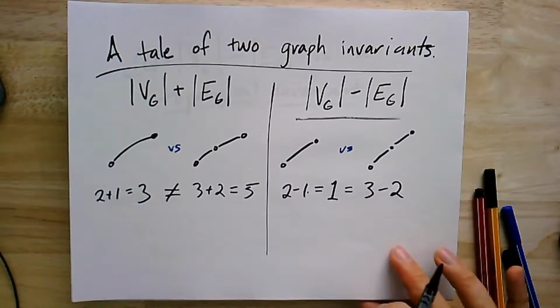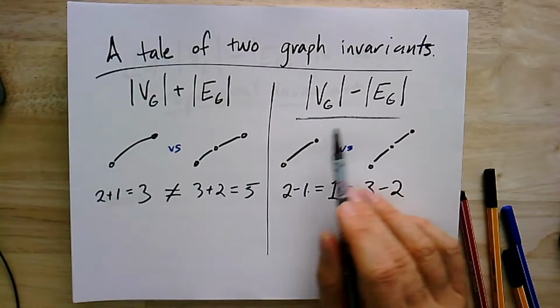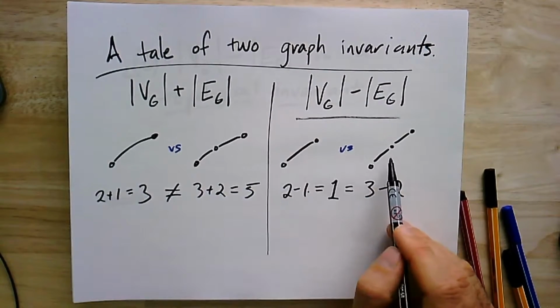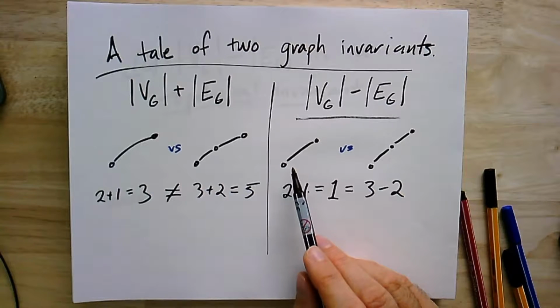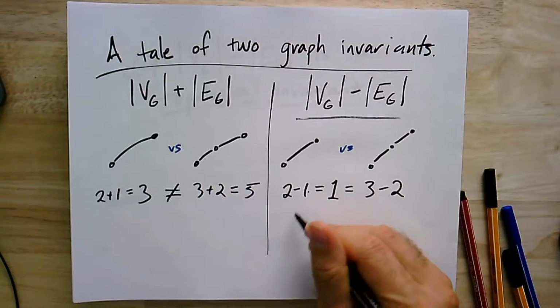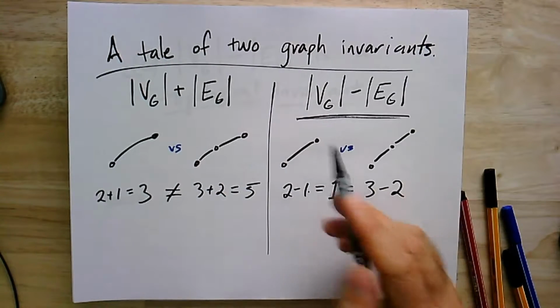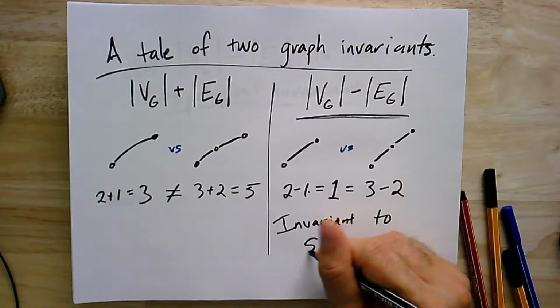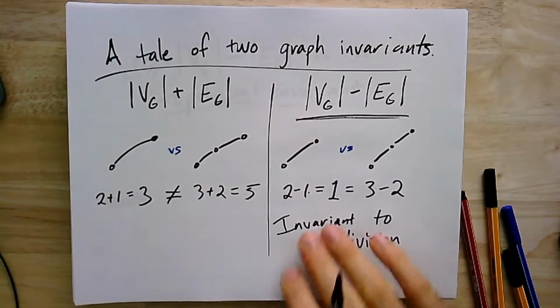On the other hand, this invariant came from thinking about what happens when we subdivide an edge. And we saw that, in fact, these two graphs were topologically equivalent. That is, they were homeomorphic graphs. Their geometric realizations were homeomorphic topological spaces. And so, in general, whenever you take a graph and you subdivide an edge, you're not going to change this invariant. So this is invariant to subdivision. And really, this is getting us towards a topological invariant.